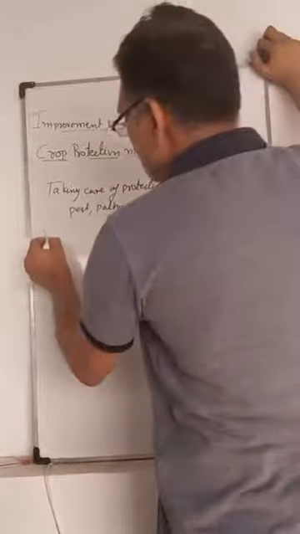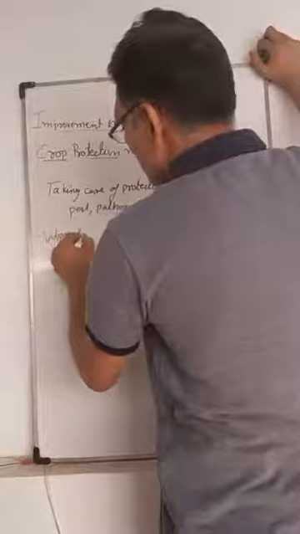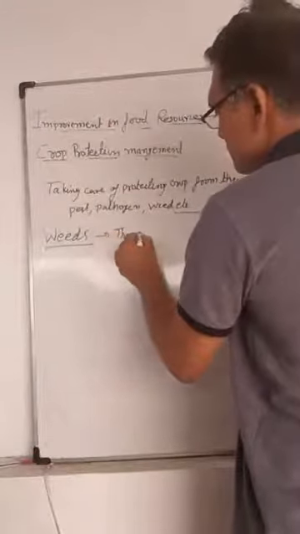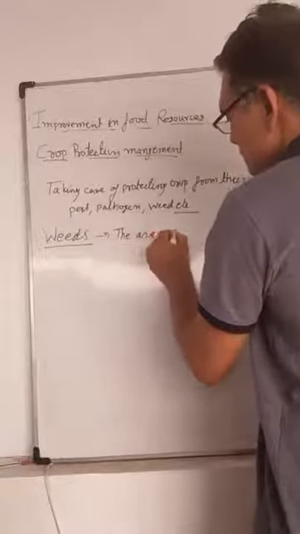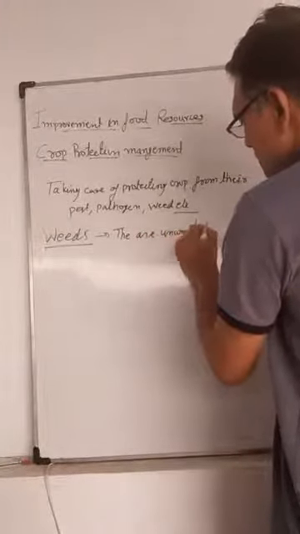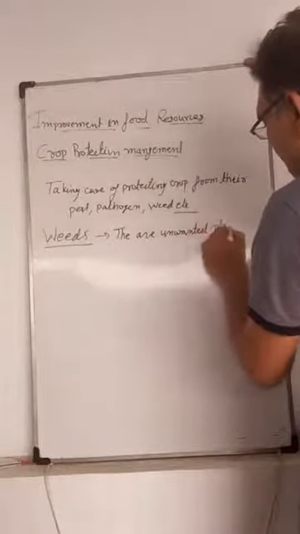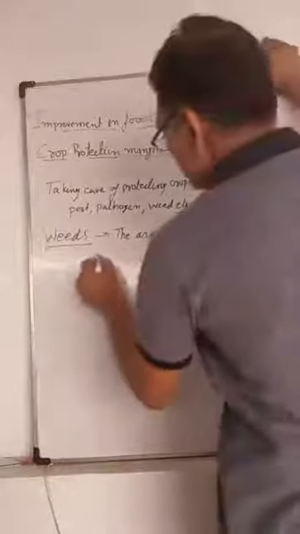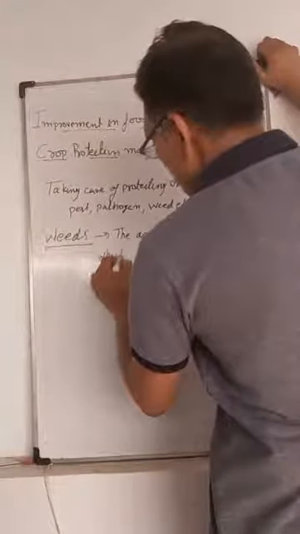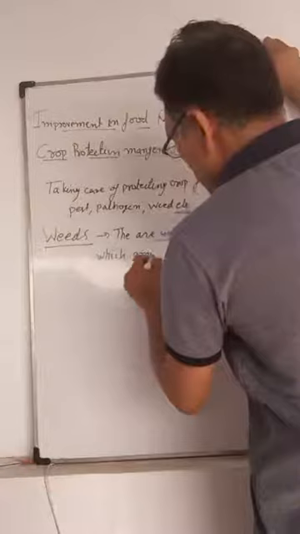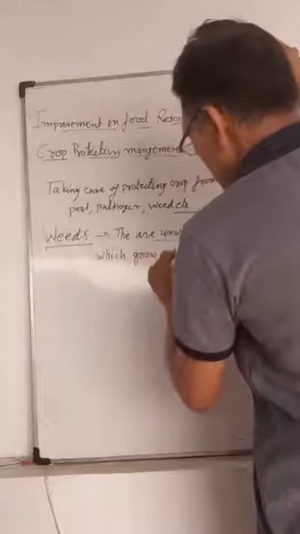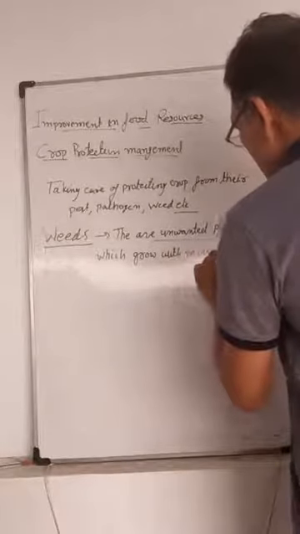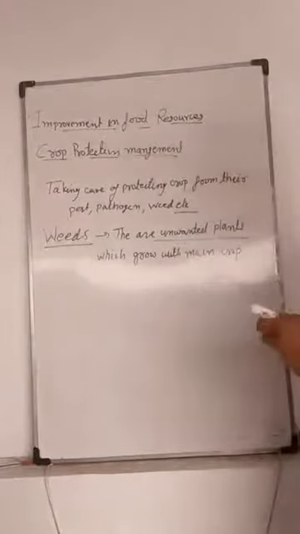First of all, weeds. Weeds are unwanted plants which grow with the main crop or cultivated crop. That is known as weeds.